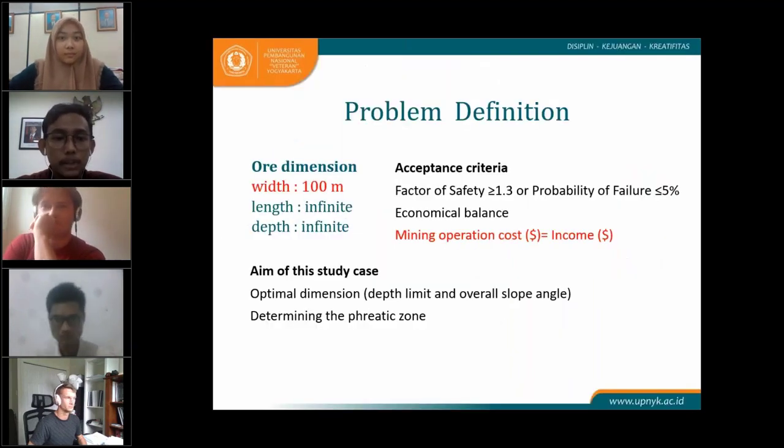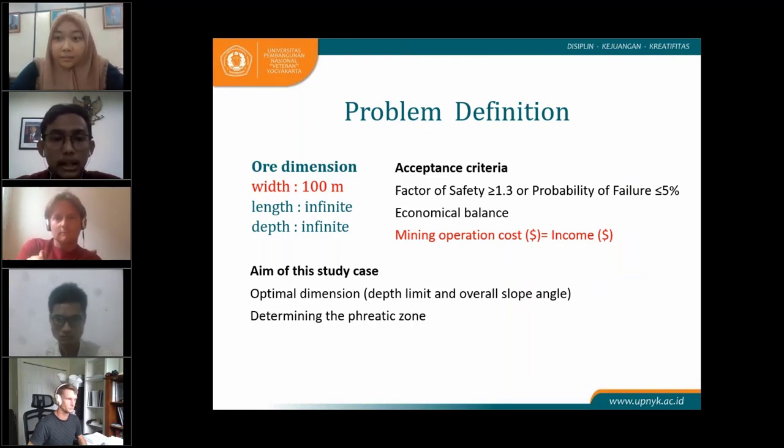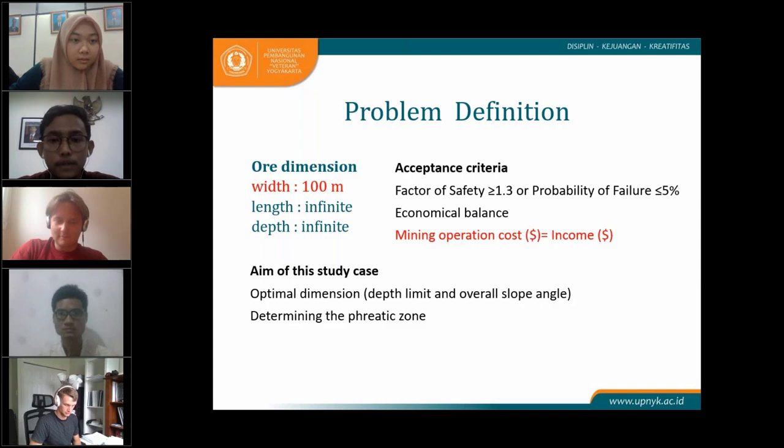Problem definition. Our dimension has 100 meters for width and infinite for length and depth. Meanwhile, the acceptance criteria are a safety factor more than 1.3 and a probability of failure less than 5%. An economic balance should be required in this analysis, with solution mining operation cost equal to income. So the aim of this case study is to get an optimal geometry of slope, including the depth limit and overall slope angle. And the second aim is determining the phreatic zone.